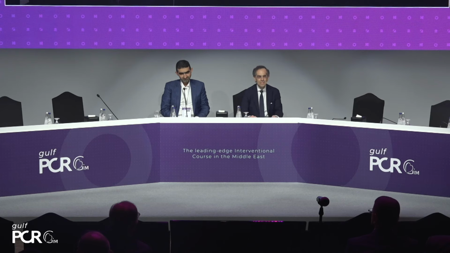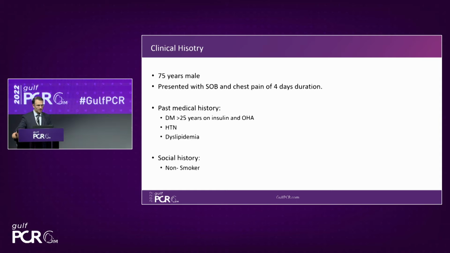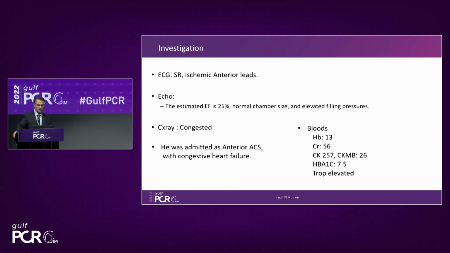The case that I'm presenting today is one of the usual cases that we have in our region: a 75-year-old male who presented with shortness of breath and ischemic chest pain for the last 4 to 5 days. He had a past medical history of diabetes, hypertension, and dyslipidemia. He's a non-smoker. Otherwise, he was an active and fully mobile person.